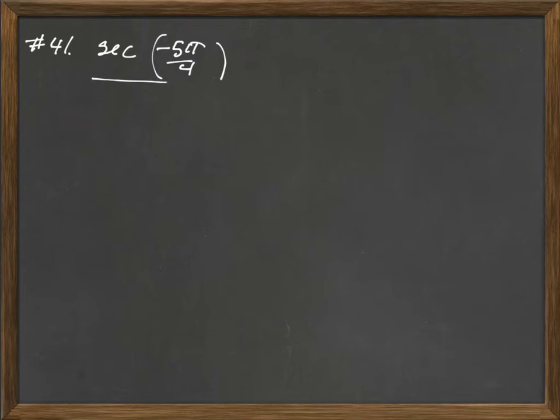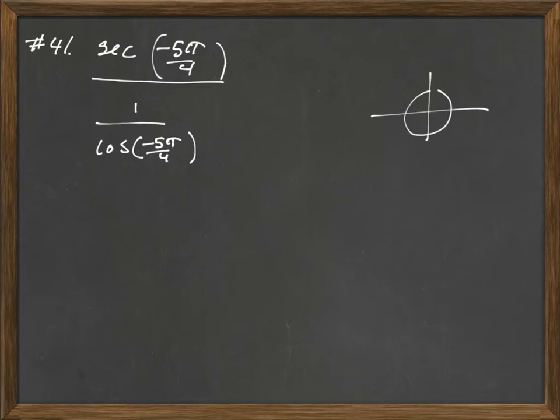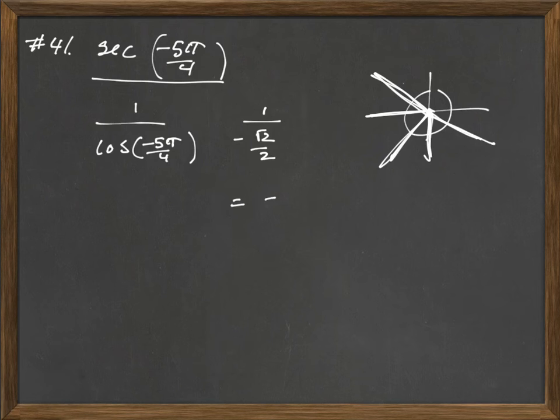And 41 wants the secant of negative 5 pi over 4. That would be 1 over the cosine of negative 5 pi over 4. So negative 5 pi over 4, this is negative pi over 4, 2 pi over 4, 3 pi over 4, 4 pi over 4, so negative 5 pi over 4 is right here. It would be negative, right, in the second quadrant for cosine, so that's 1 over negative square root of 2 over 2, which is equal to negative square root of 2 if you rationalize that. All right, so that was number 41.